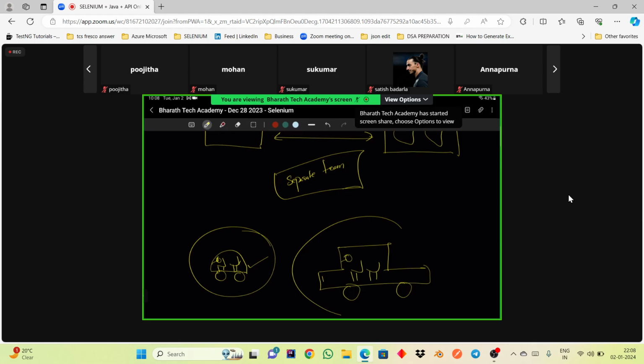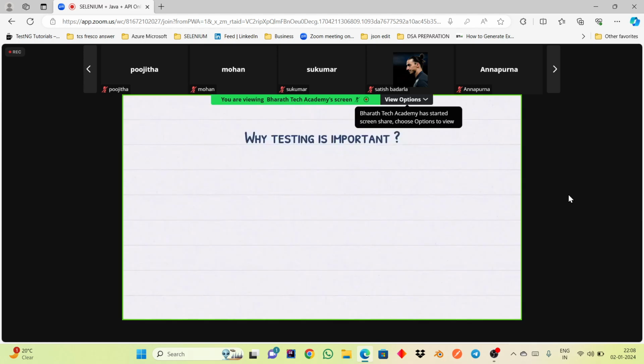Quality product. I'll explain what is going to happen with a simple example, okay? Then you will understand the seriousness of software testing. I'll take a simple example.